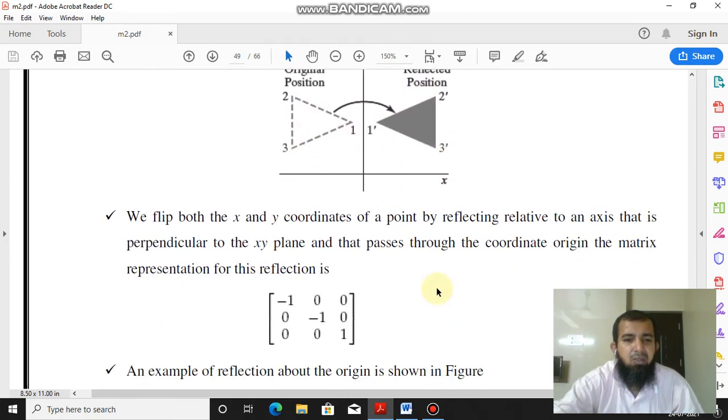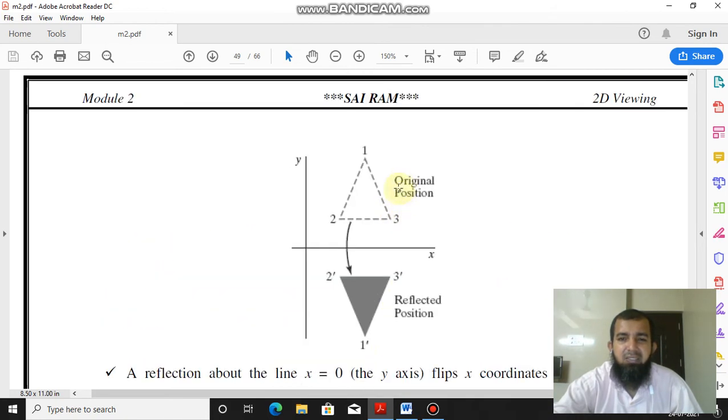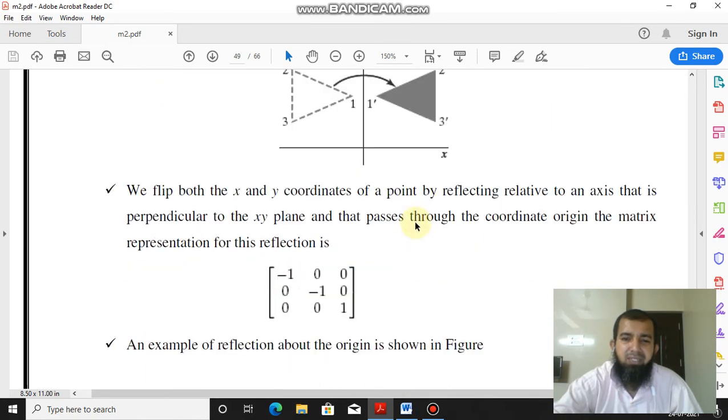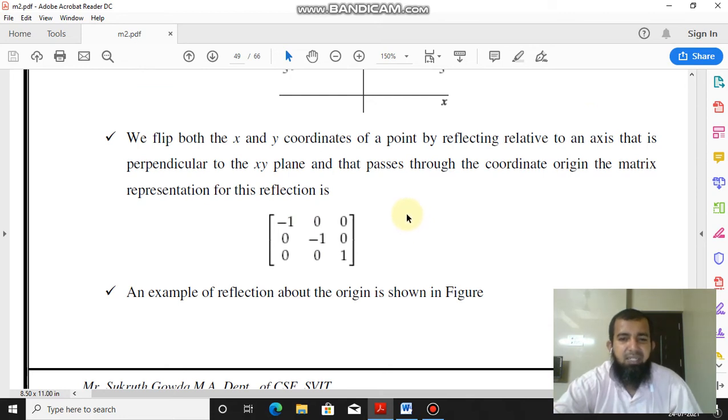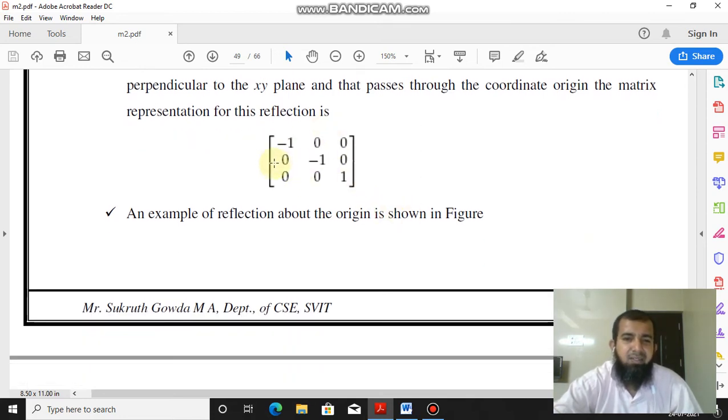We flip both the x and y coordinates of a point by reflecting relative to an axis that is perpendicular to the xy plane and that passes through the coordinate origin. This is the matrix representation for this reflection. If you want to reflect on both the x and y axes, this is the matrix representation. Here in both positions it is -1.